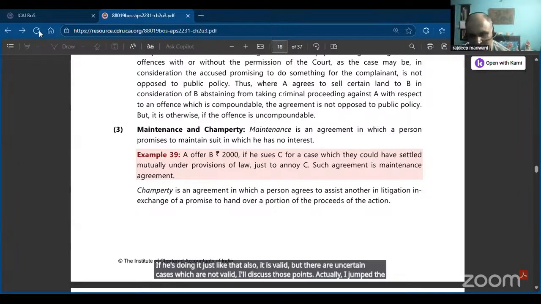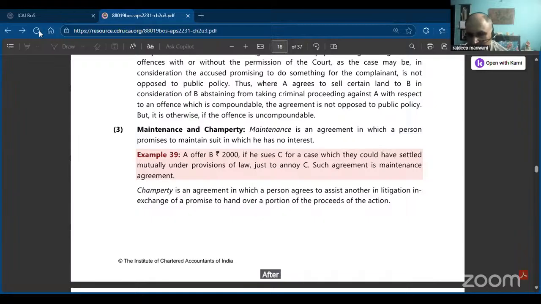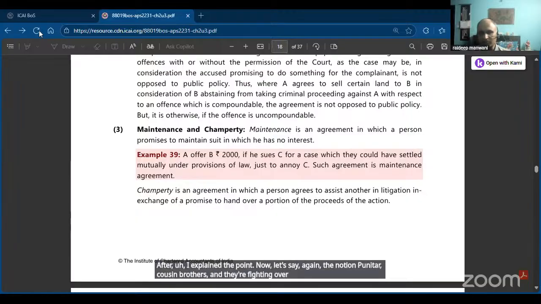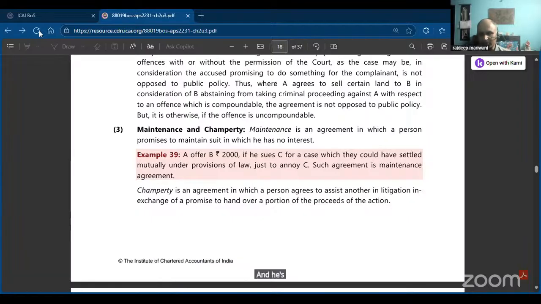I told you about malicious intent. But even then, what are champerty agreements? I'll make him read that. Now, let's say a champerty agreement. I'll make him read the definition after I explain the point. Now, let's say again Dhanush and Puneet are cousin brothers and they're fighting over a property. The grandfather has left a property and he's not made a will. So both of them are saying this property is mine.